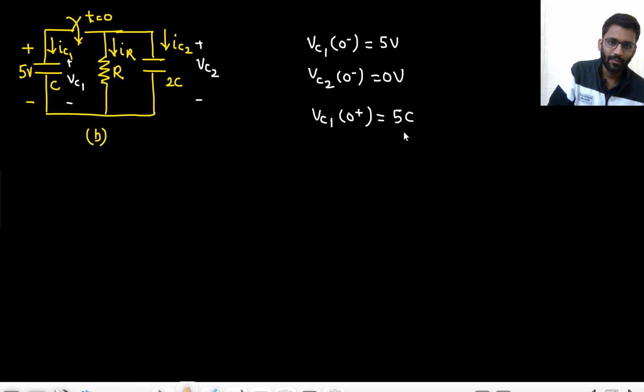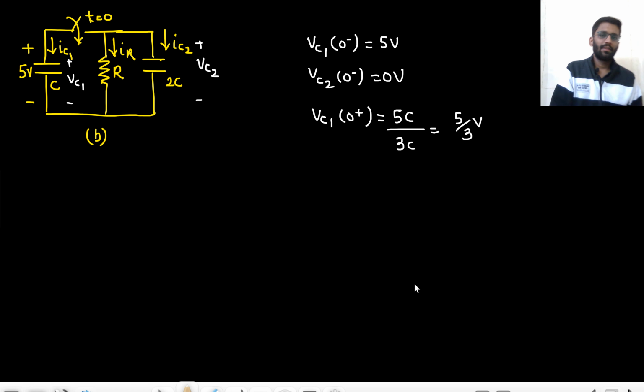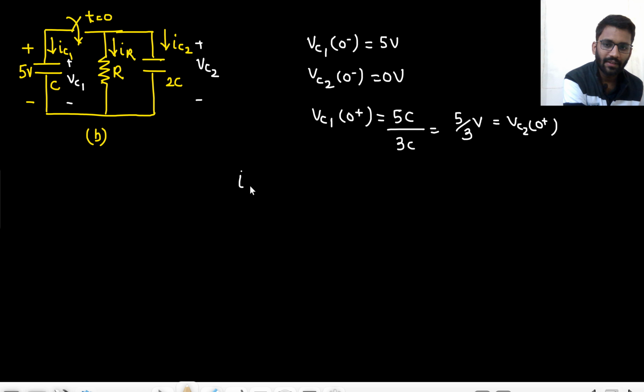That would be 5C upon C1 plus C2. So 5C upon C plus 2C, simply by charge conservation. So it would be 5 by 3 volt, right? So from 5 volt you are going to 5 by 3 volt, and the same voltage will be for C2 as well, right? So what will be your IC1?